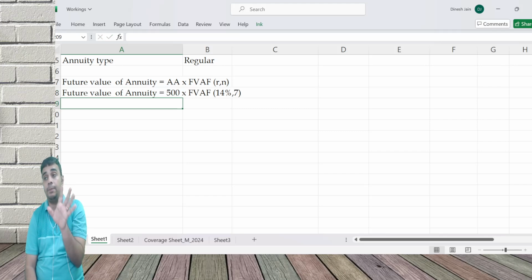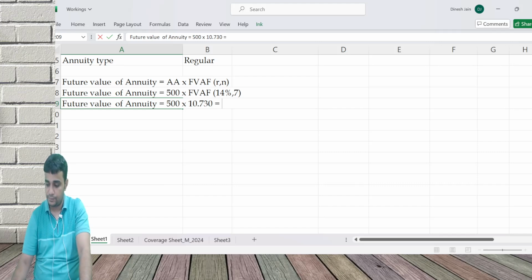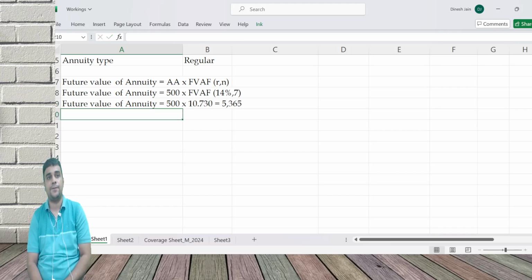In the calculator, I'll repeat again. This is the last time I'm repeating this. You start with 1 m plus into 1.14 equal to m plus into 1.14 equal to m plus. The cycle you will have to repeat till you press m plus 7 times. 500 into what? 10.730. So 5365.